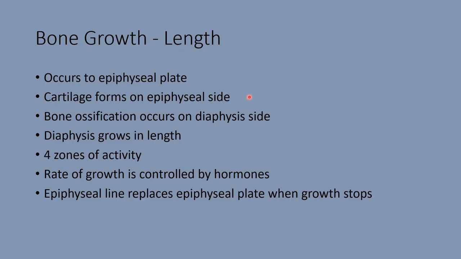Just a very quick summary, we'll get into details in just a moment. The cartilage is formed on the epiphyseal side of that epiphyseal plate. The epiphyseal plate connects the epiphysis and the diaphysis. So on the epiphyseal side it is cartilage, and on the diaphysis side is where the ossification is occurring, that new bone growth. So it's the diaphysis that's growing in length. The epiphysis really is not, it's the diaphysis that's growing in length.